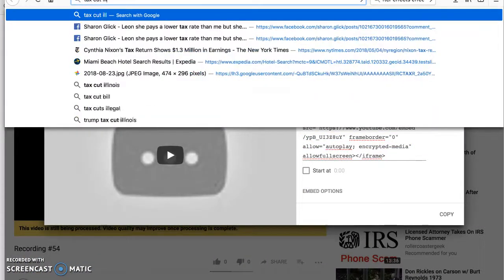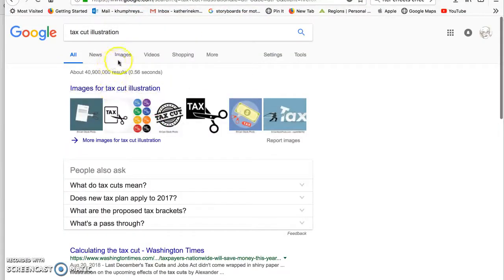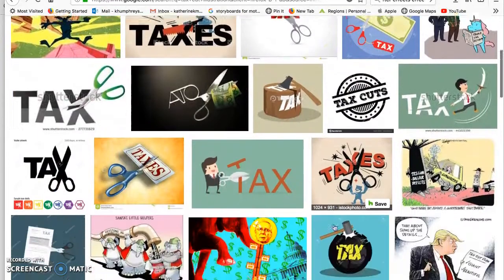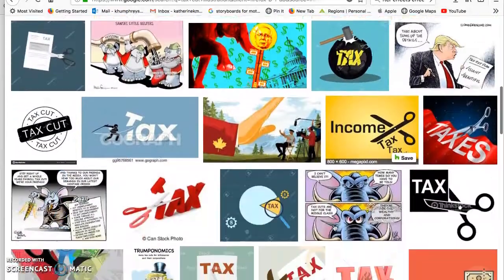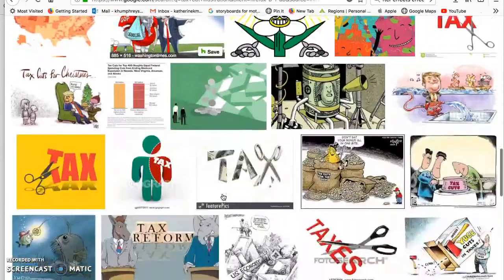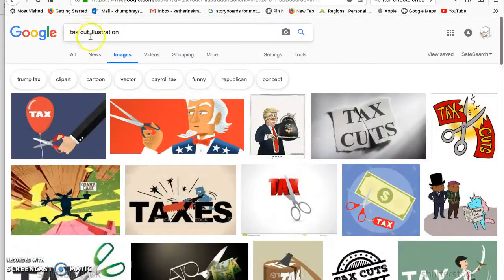tax cut illustration. Let's see what other people have done, and maybe you can get some inspiration from there. So a pair of scissors, tax cut. Seems like people use scissors a lot. Fine, that's a great idea. I don't think you can illustrate tax without the word.